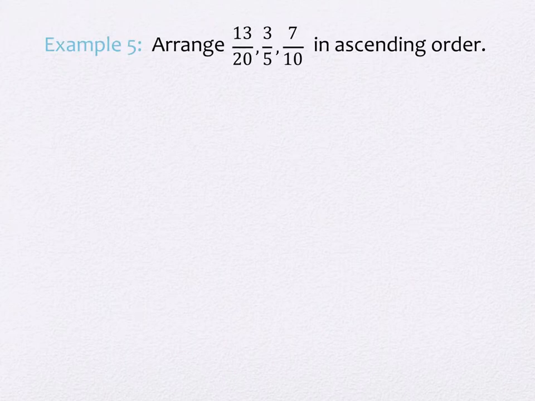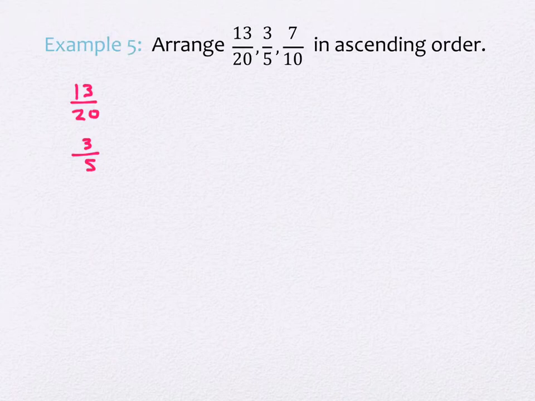So let's take a look at what we have. Here's 13 over 20. I have 3 over 5. And I have 7 over 10. So thinking about the denominators of 20, 5, and 10, what's the least common denominator among those? 20, which means that the first fraction doesn't need any work at all. We're just going to leave him alone. The second one does, though. What are we going to do with the second fraction, 3 over 5?